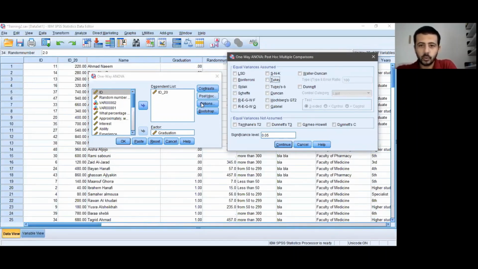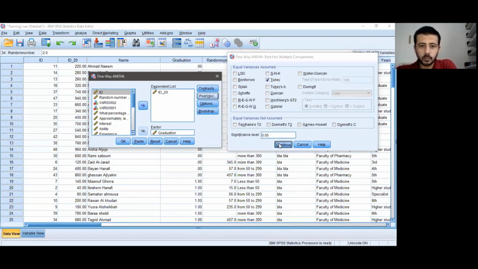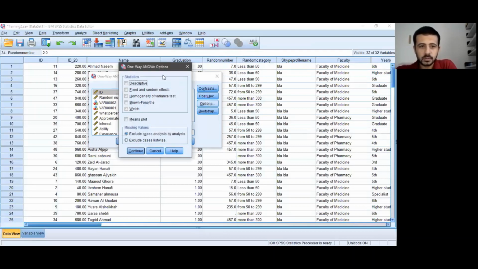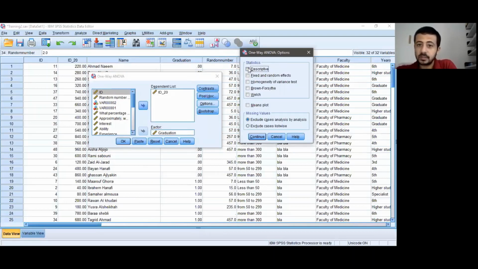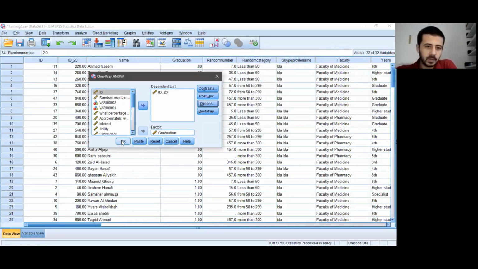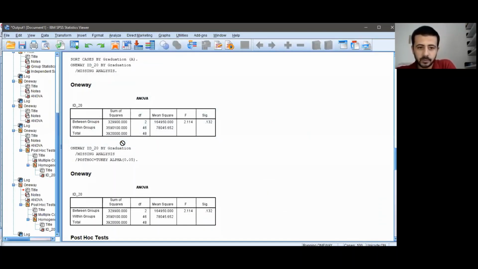And now what we need to do is checking the Tukey, continue for the options. Let's check, we need the descriptives, we need, don't check the fixed and random effect, it is difficult to be explained right here. Let's check the other tests and mean plot, okay? And we press OK, and we see what happens.